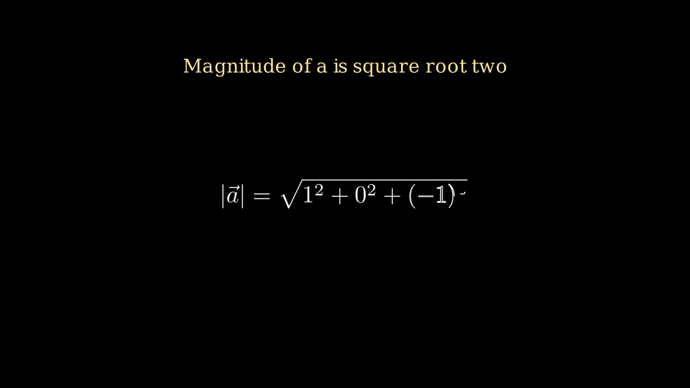For vector A, the magnitude equals the square root of 1 squared plus 0 squared plus negative 1 squared. That is the square root of 1 plus 0 plus 1, which is the square root of 2. For vector B, the magnitude equals the square root of 2 squared plus 1 squared plus 1 squared. That is the square root of 4 plus 1 plus 1, which is the square root of 6.